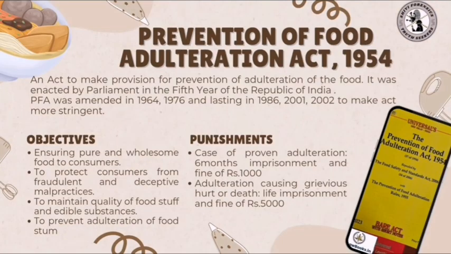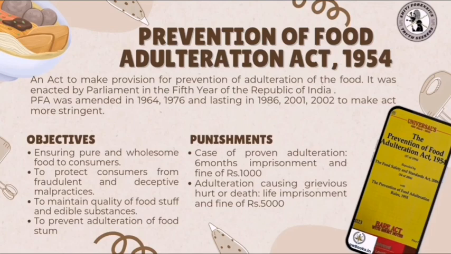Now we'll see an important act which is related to food adulteration, which is the Prevention of Food Adulteration Act of 1954. This act makes provisions for the prevention of any type of adulteration of the food items. It was enacted by the Parliament in the 5th year of the Republic of India. PFA, the Prevention of Food Adulteration Act, was amended in the years 1964, 1976, 1986, 2001 and 2002 to make this act more stringent.